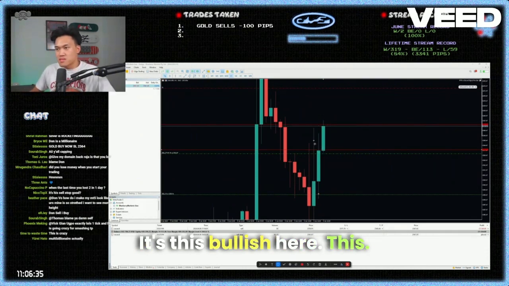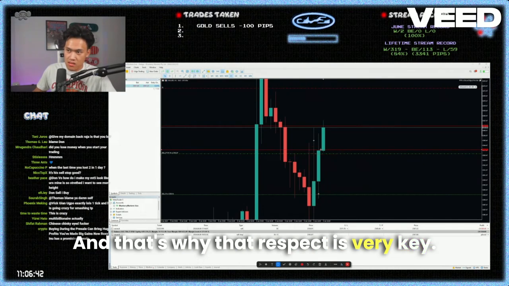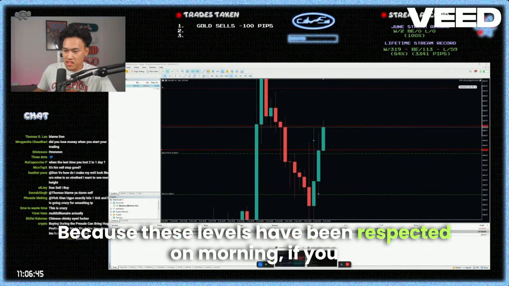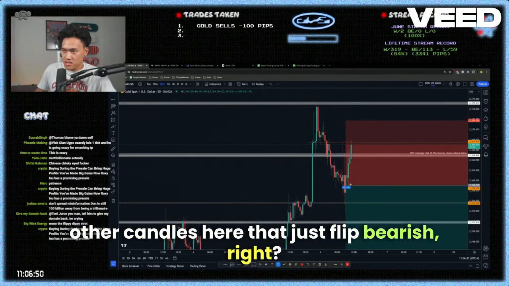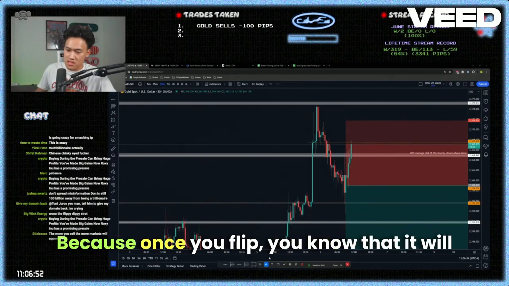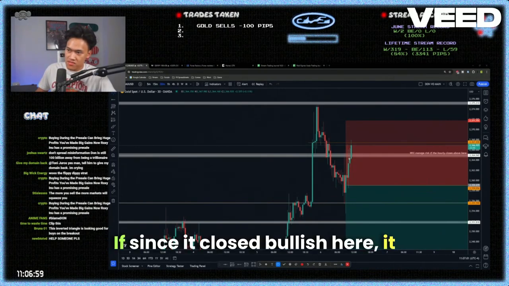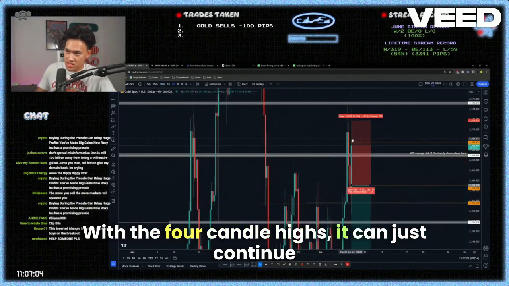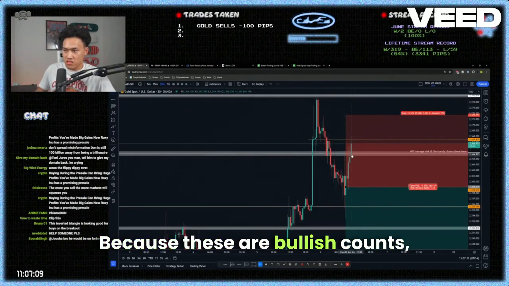It's just bullish here. This 1 hour candle closed bullish, right? So you are expected to drive up, but it closed respecting, and that's why that respecting is very key, because these levels have been respected all morning. If you flip bearish, it would just be like any of these other candles here that just flip bearish, right? So it's a sell stop, because once you flip, you know that it will have range to come down to like 23.59, 23.60. Since it closed bullish here, it can just continue to pop, right? With the 4 candle highs, it can just continue to re-break the highs. So there's no guarantee of us rejecting here, because these are bullish candles going against it.